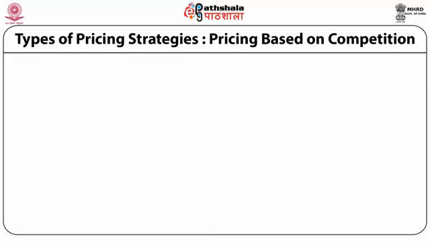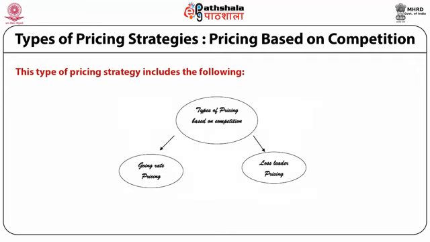Pricing based on competition. This type of pricing strategy includes the following: going rate pricing and loss leader pricing. Going rate pricing. In this pricing strategy, the firms first observe the prices of their rivals. Thus, the costs are not the guiding principle. This type of strategy is used when the firms do not want to disturb the existing situation of the market. Hence, the firm fixes its own price based on prices of their rivals.